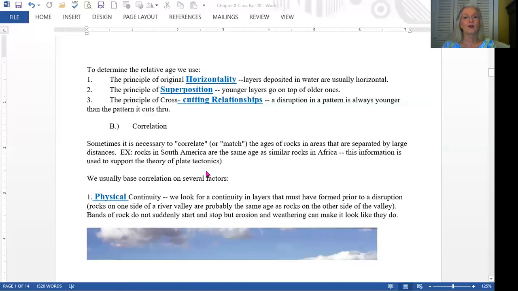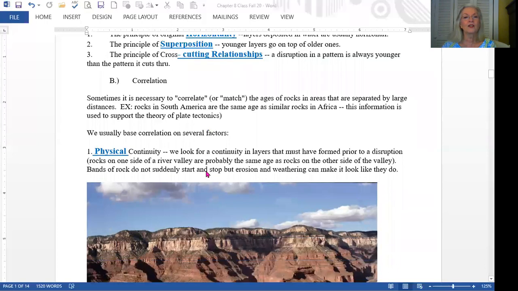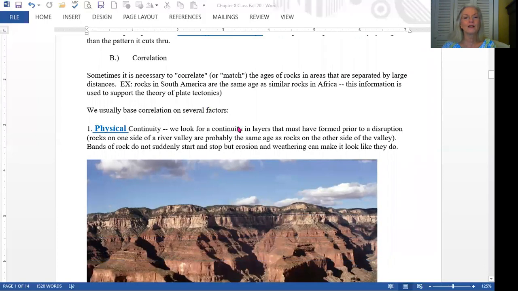I want to talk about correlation. Correlation is how we match things up. So there are different ways a geologist will look at rock formations and try to correlate them or match them, try to come up with some sense as to what series of events made this happen.